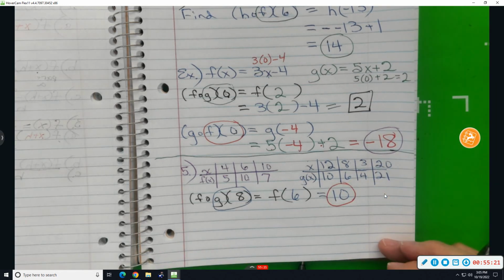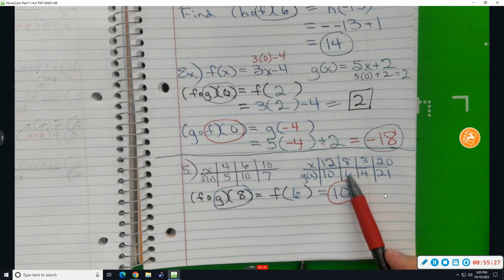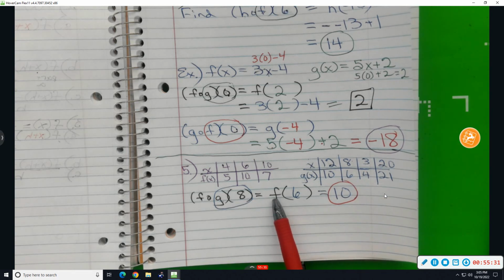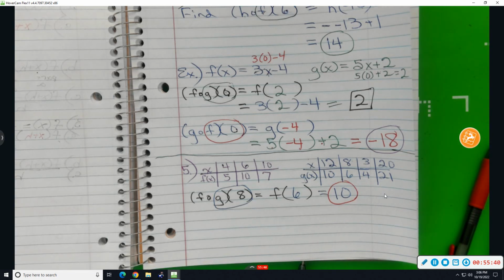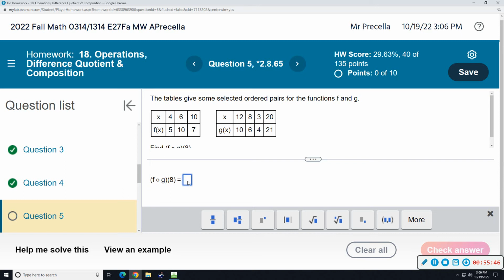For my final answer, we start with the inner function g. 8 is assigned to 6. Then we go to the outer function f. 6 is assigned to 10. Any questions there? I said it'd take longer for me to write down those tables than to answer the question. Let's see, 10.